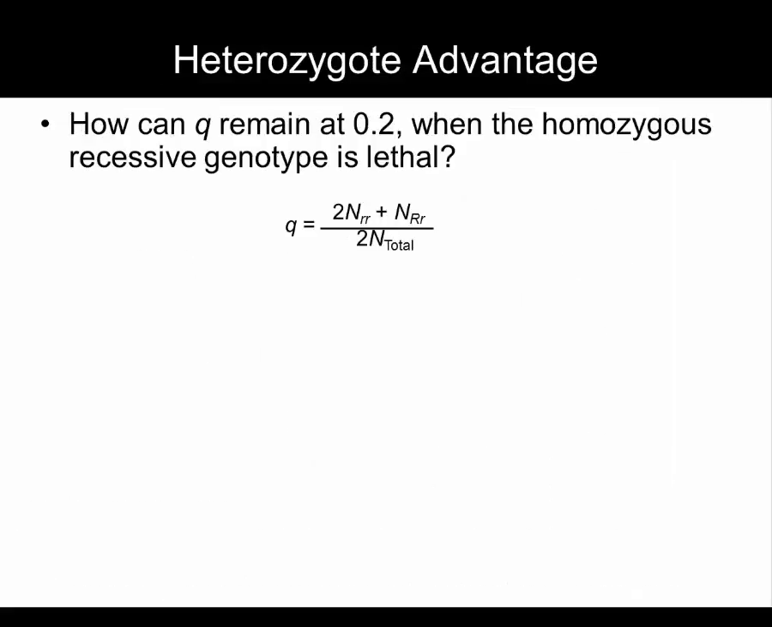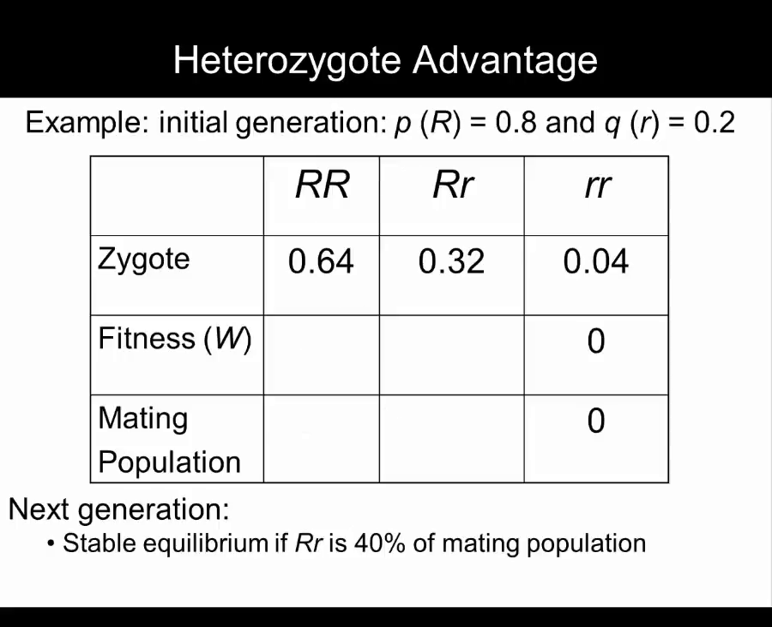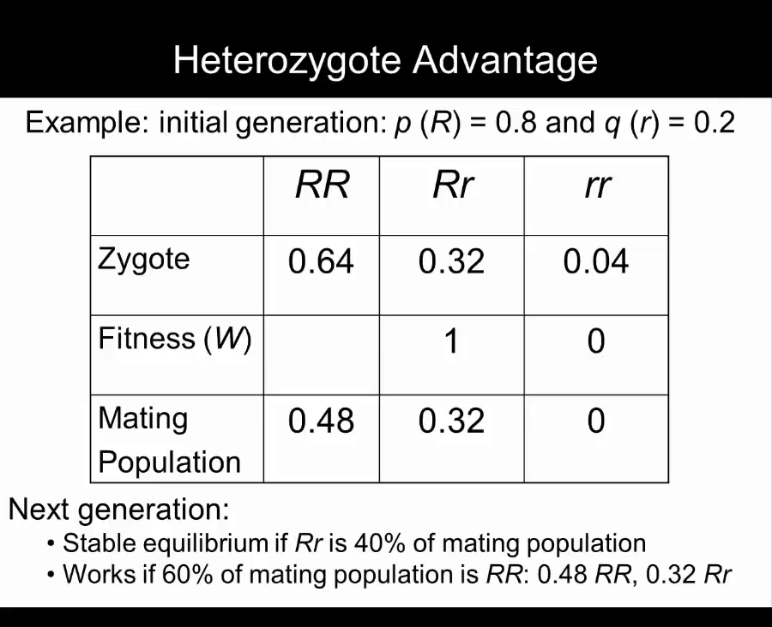Well, the homozygous recessive genotype is lethal. There are no recessive alleles being passed on from them. Recessive alleles will only be present in heterozygotes. So the only way q can stay at 0.2 is if heterozygotes are 40% of the mating population. With the maximum fitness of 1, we get a frequency of 0.32 in the mating population. For this to be 40% of the mating population, the frequency for homozygous dominant individuals has to be 0.48. This works out if their relative fitness is 0.75.